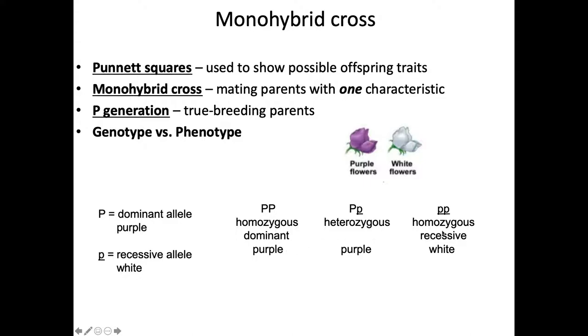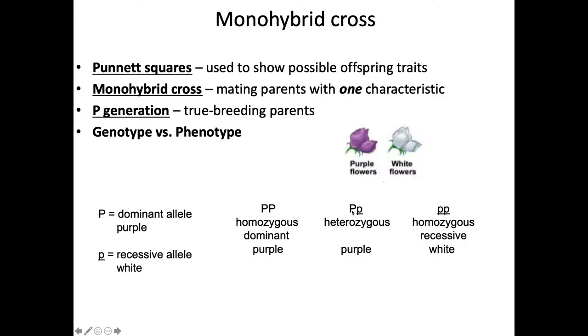And then another combination that we can have is two little p's, which will code for the white allele, the white trait. So that means we would be white flower color, and we would also be homozygous recessive. So we can get a little p from mom and a little p from dad to make a white flower color offspring.